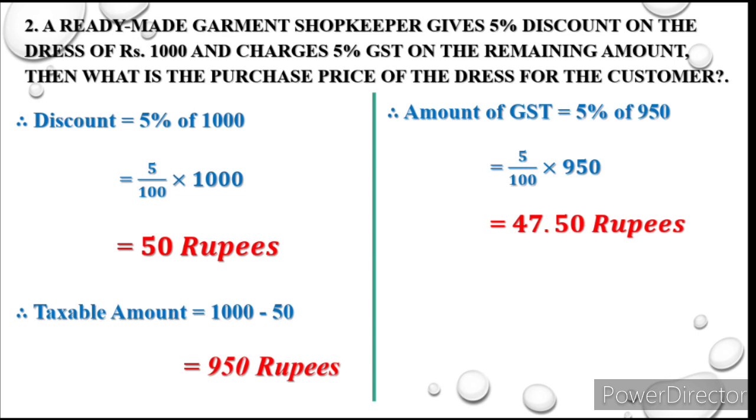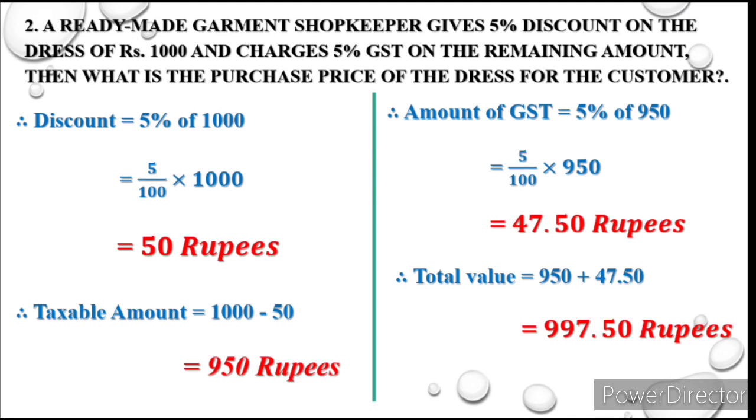Now you have the amount of GST and the taxable amount, so you can find out the purchase price, which means the total cost of that particular dress for the customer. Total value is taxable amount plus GST. The taxable value is 950 and GST charged is 47 rupees 50 paisa. We will add both, we get 997 rupees and 50 paisa. So this is the second question. Moving to the third one.